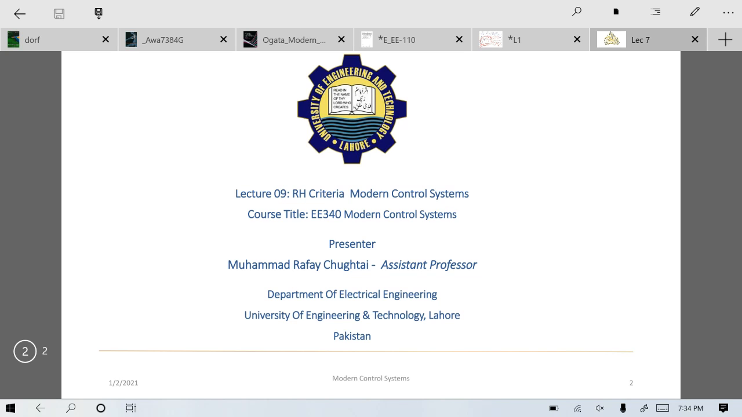Today we are going to study Routh Hurwitz criteria for stability of a system, which is also called RH criteria. So what basically is the purpose of Routh Hurwitz criteria?